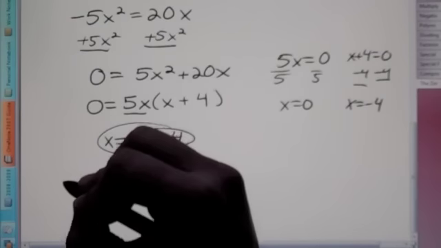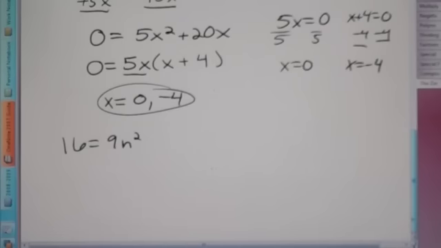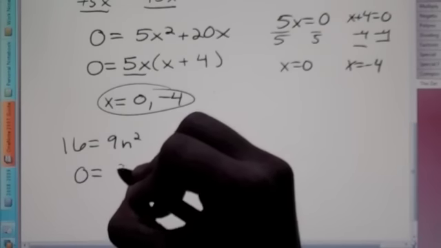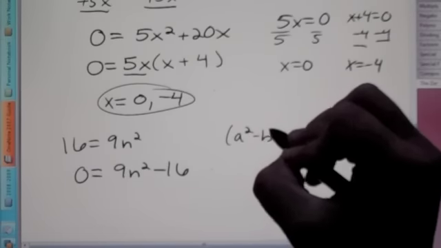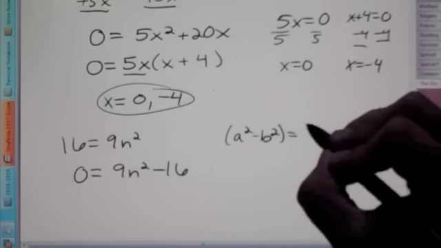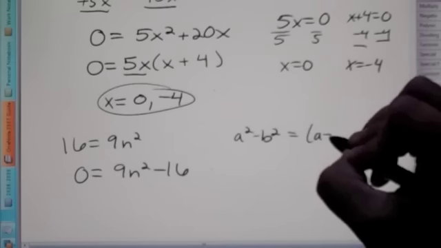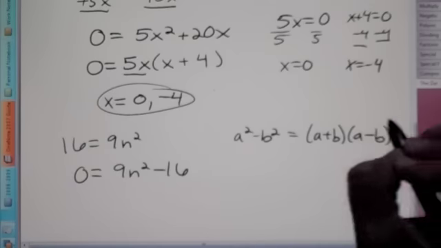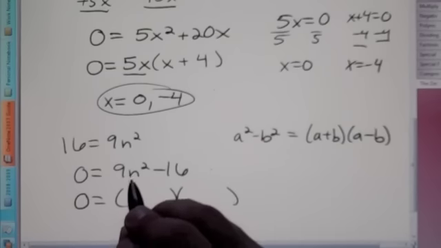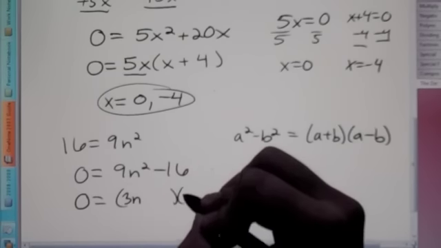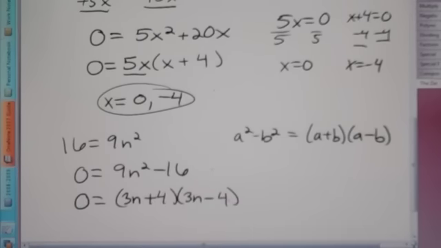Now our next one is 16 equals 9n squared. So again, let's get everything to one side. So we subtract 16. Now this is in the format of a squared minus b squared, which we rewrite in two parentheses, a plus b times a minus b. So we can actually break this into two parentheses. The square root of 9n squared is 3n. Opposite symbols, the square root of 16 is 4. And there you have it.